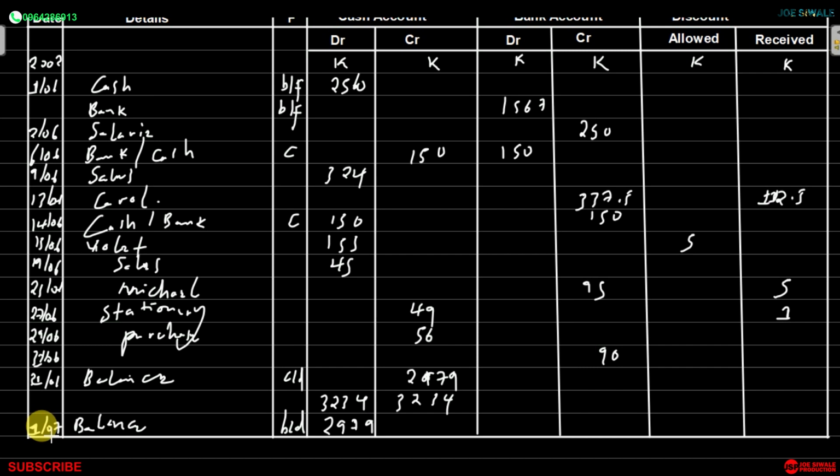So we're going to do the same with the bank account. We're going to add the debit side and the credit side, and we're going to get a higher figure. So we're going to discover that the debit side is higher than the credit side, and the amount that we are having is 1,717. So we're going to record it on both the debit side and credit side.